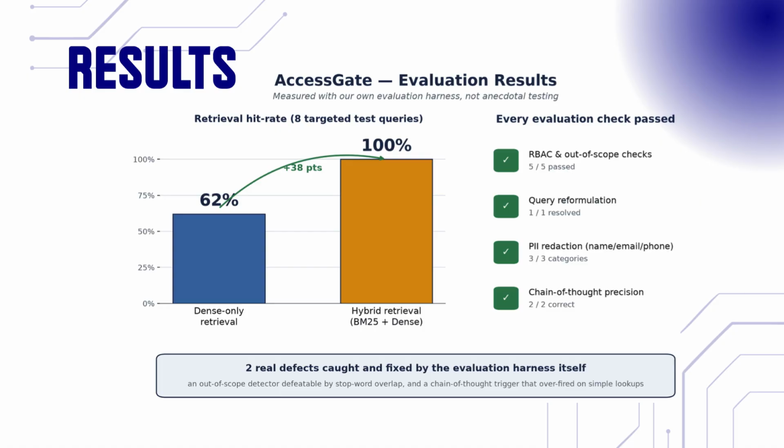AccessGate shows that AI can be both helpful and secure by giving users access only to the information they are allowed to see. Thank you for watching. We are Group 35.